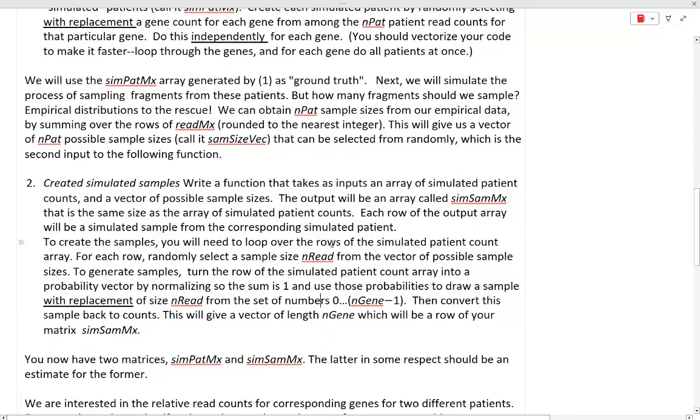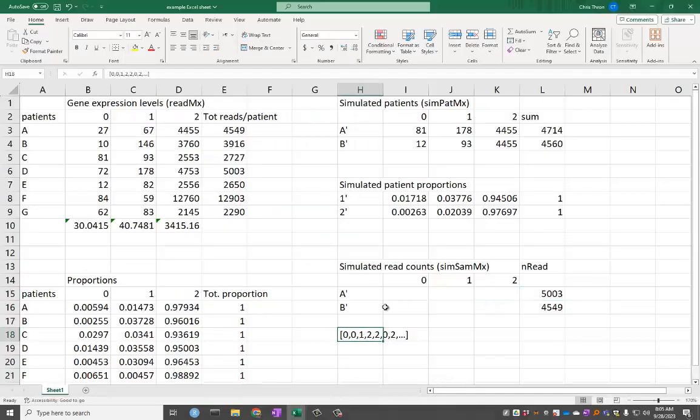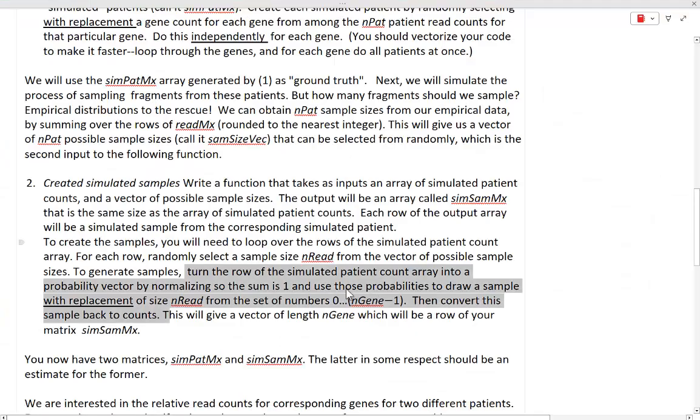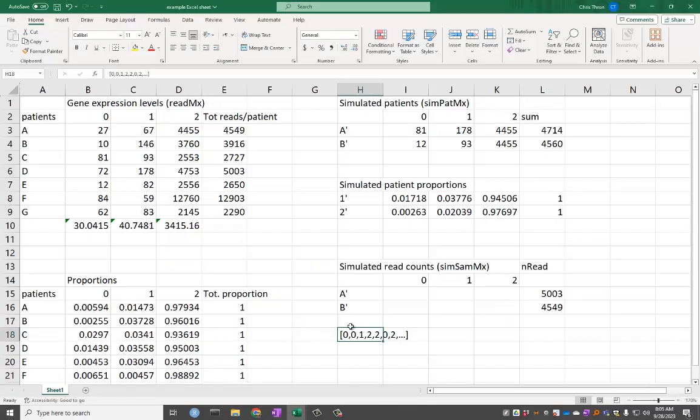All right. So I think I finished describing this. You take a row of a simulated patient count into a probability vector by normalizing so the sum is 1, and use these probabilities to draw a sample with replacement of size n read from this set of numbers. Then convert your samples back to counts. Okay, so that's what I was saying here. You'll create this vector here, and you'll convert that back into counts. So this will give you a vector of length n gene, which will be a row of your SimSam matrix. So you see that the number of entries in this row is the same as the number of genes. All right? So these will be your observations. Again, these are your observations that are trying to be used to predict these.